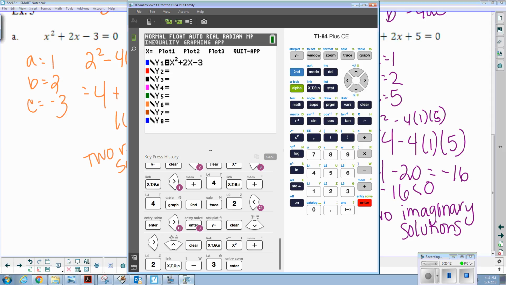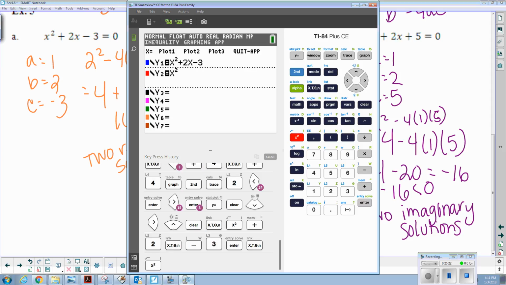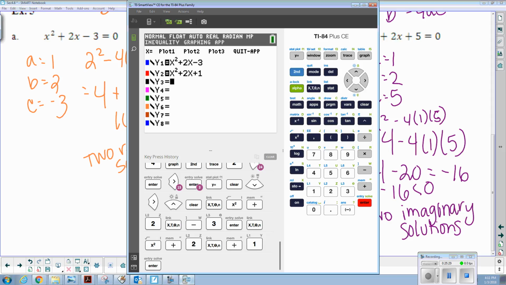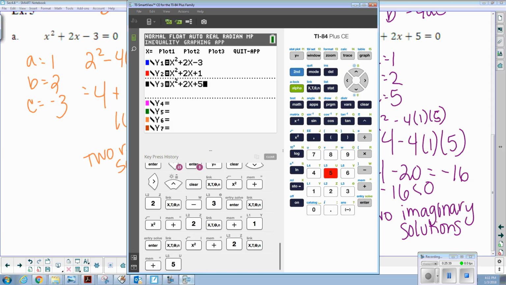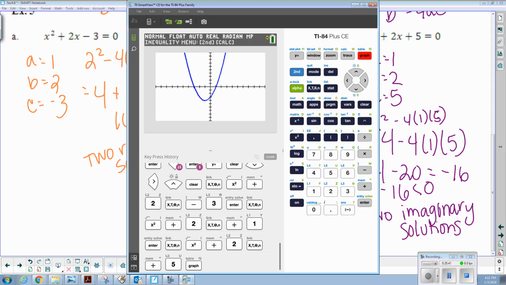My second one, which is going to be red on my graph. So my second one was x squared plus 2x plus 1. And then my third one is going to be black on my graph, and it was x squared plus 2x plus 5. Alright, so that's my first one, 2 real solutions, 1 real solution, 0 real solutions.